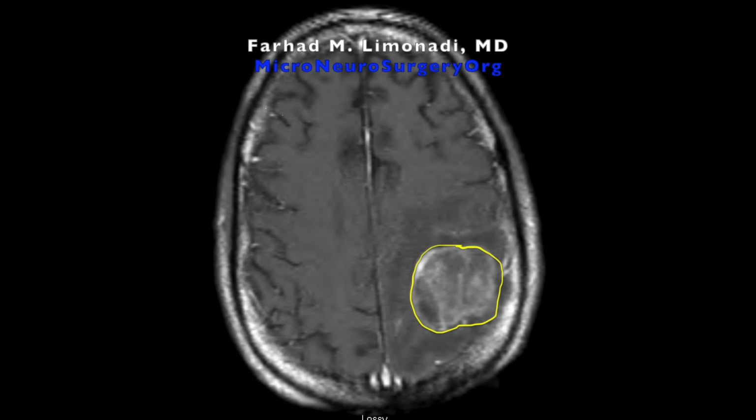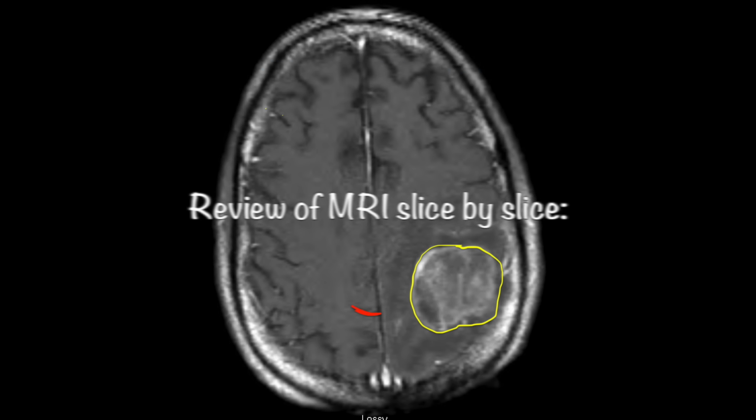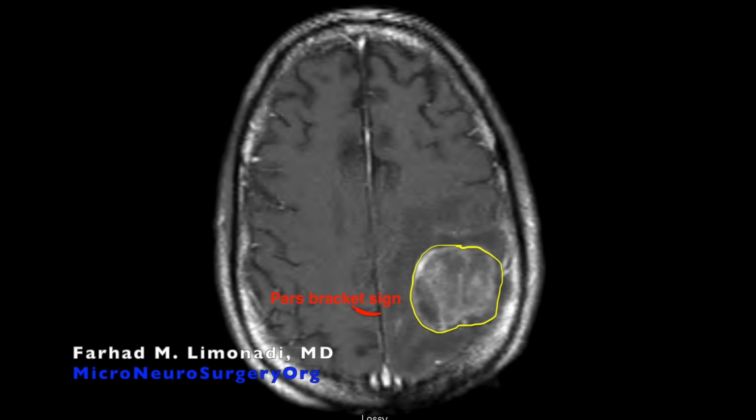On patient's right side, which is the left side of the screen, where anatomy is not distorted, we can readily identify pars bracket, anterior to which is central sulcus, sigmoidal hook sign, and motor strip.